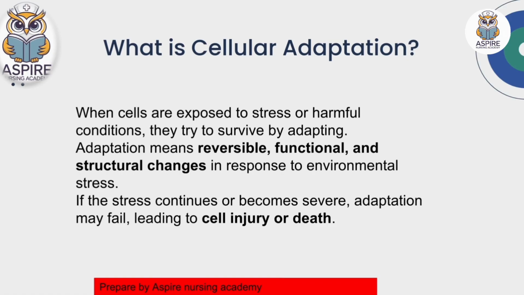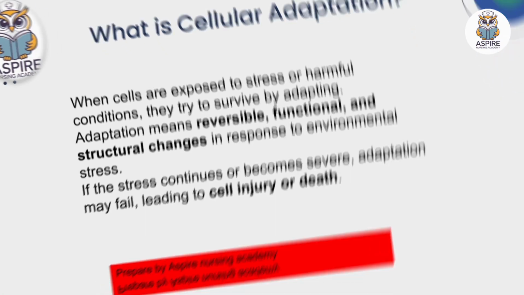What is adaptation? Adaptation is the cell's way of saying, I'm under stress, but I will adjust and survive. It is a reversible change in size, number, type, or appearance of cells. Think of it as Plan B, the cell's survival strategy. But if the stress continues or becomes too intense, that's when adaptation fails and cell injury begins.